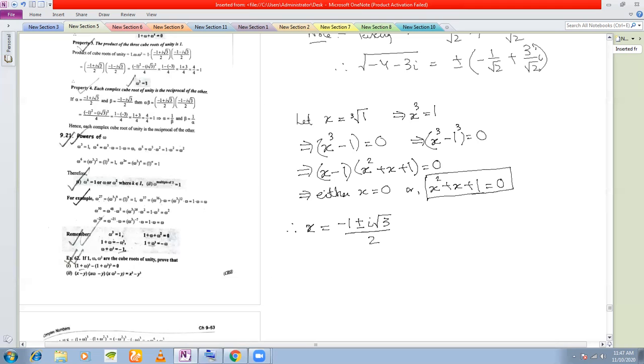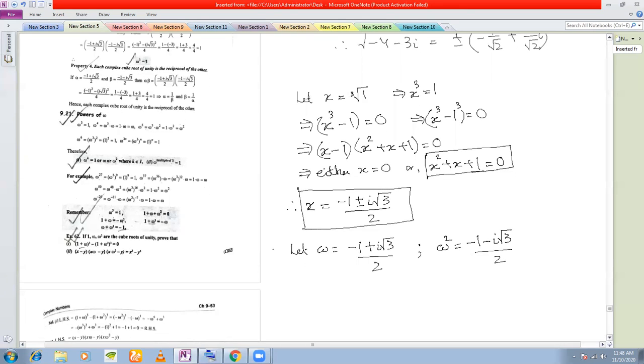Now, this is something that is very special. You have to remember this, that minus 1 plus or minus i root 3 by 2 are the cube roots of unity. Now, if I call omega is equal to minus 1 plus i root 3 by 2, then it can very easily be shown that omega square will be the other root. This is a very special property, that if one root is omega, the other root is omega square. This is one property.